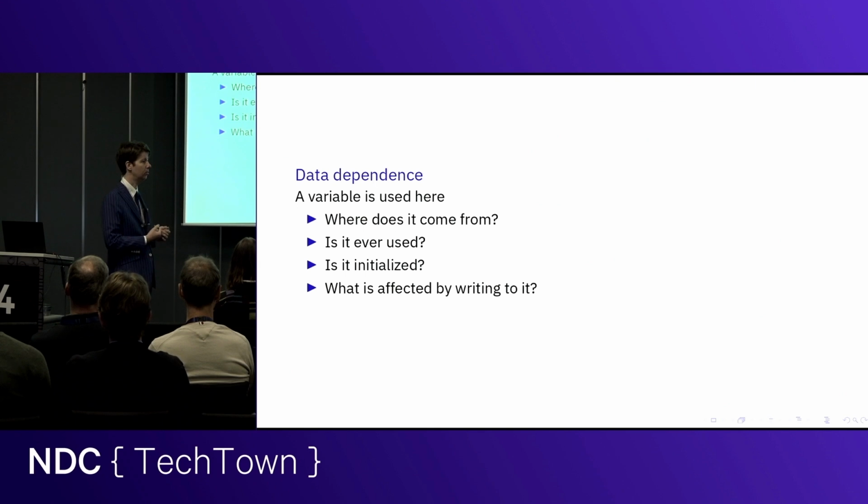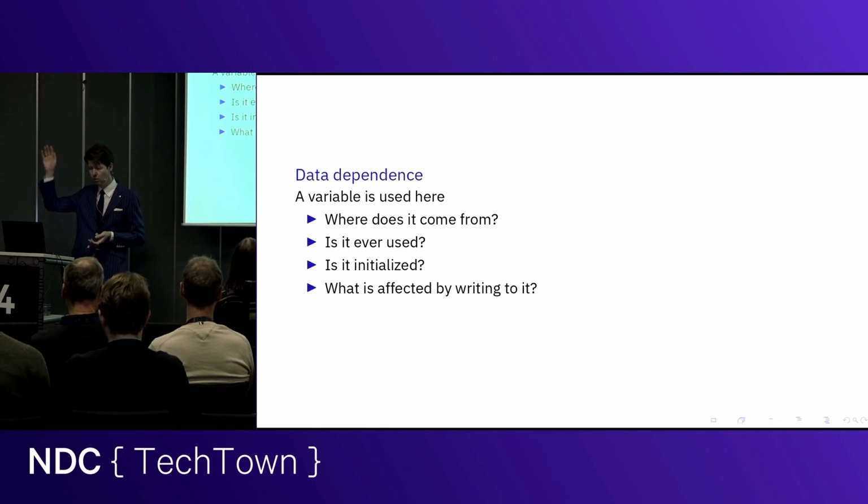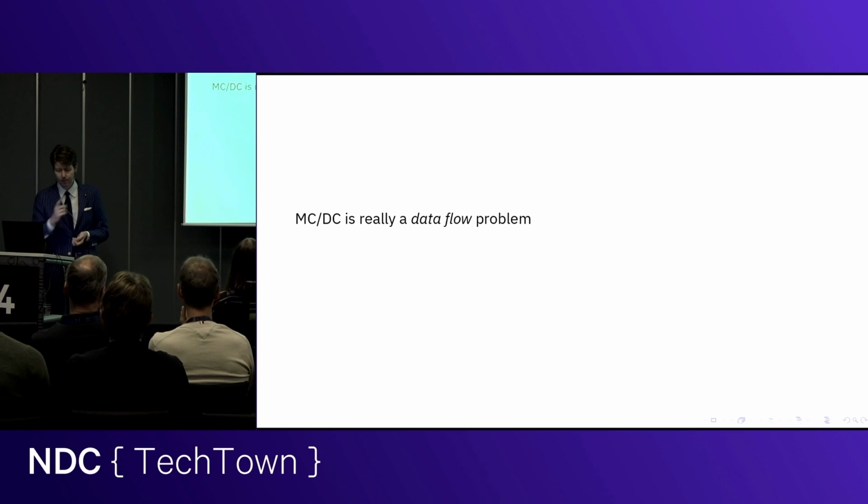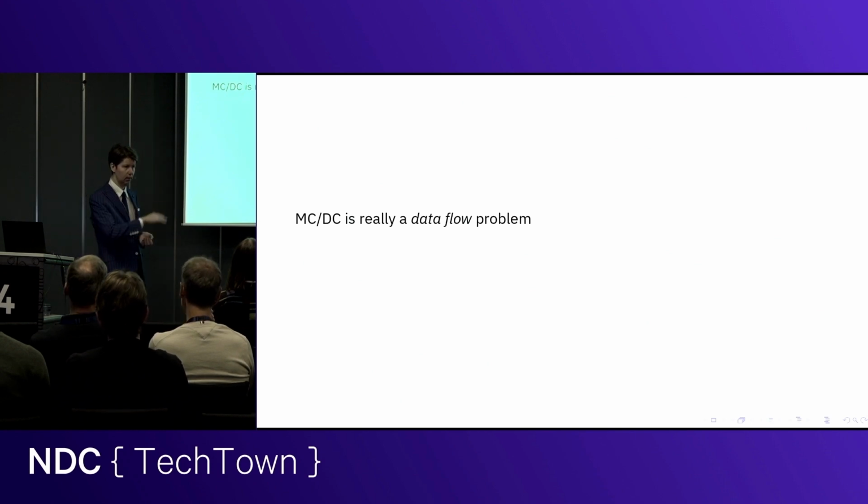This is obviously a common problem in C and C++. What is affected when I write to a variable? Those are the questions that we want to answer when we talk about data flow. Data flow analysis is a huge bit about static and dynamic analysis. And MCDC in particular, unlike the other criteria, is a data flow problem, because the interaction of data will actually cancel out what would otherwise be an observable effect.